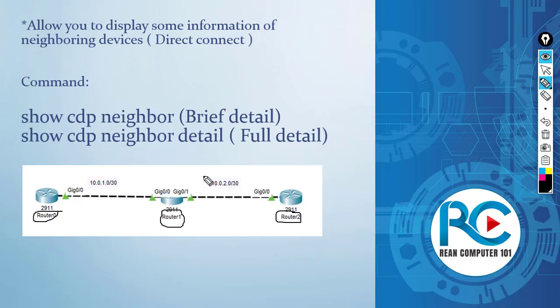Actually we have more commands, but I only use two commands that are very useful for me. The first command is show CDP neighbor, which shows brief detail only, and the second command is show CDP neighbor detail. It's going to display the details for you. This feature is enabled on Cisco routers and switches by default.